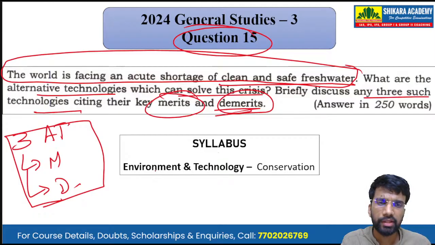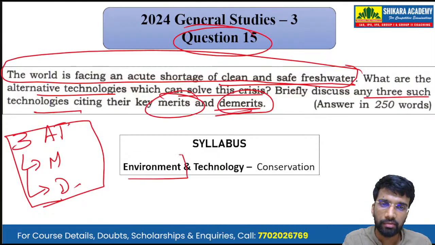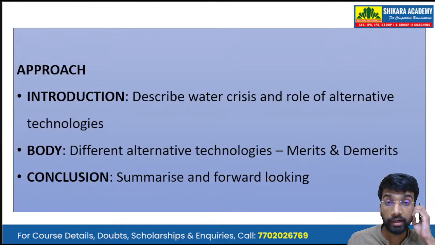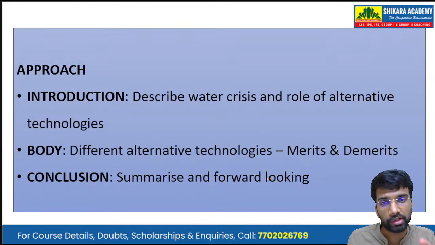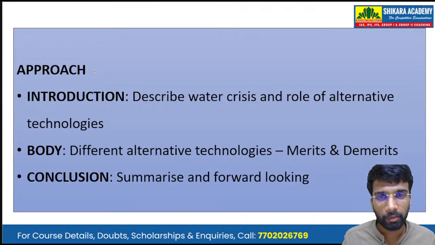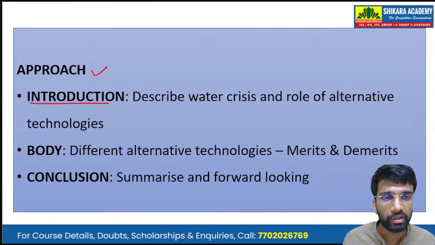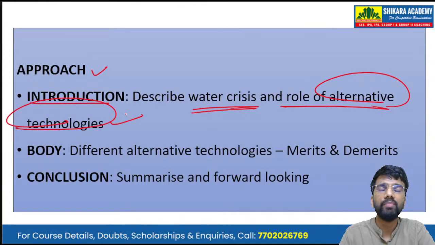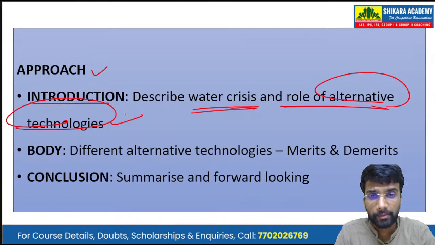Mapping it with the syllabus, we can see that it has been asked from overlapping subjects like environment and the use of technology in the environment, especially for the conservation of water resources. How we can deploy technology for conservation of water resources. Now, the approach or structure of the answer should be like this: in the introduction, we will describe the water crisis and the role of alternative technologies in dealing with it.